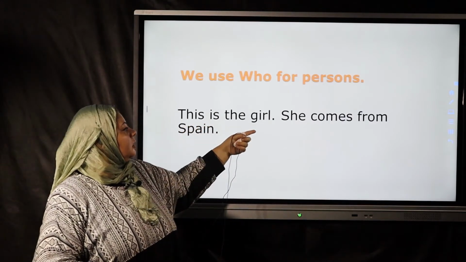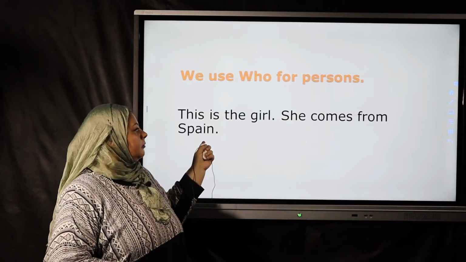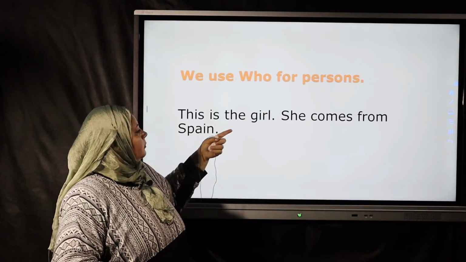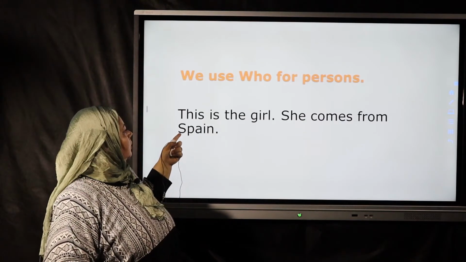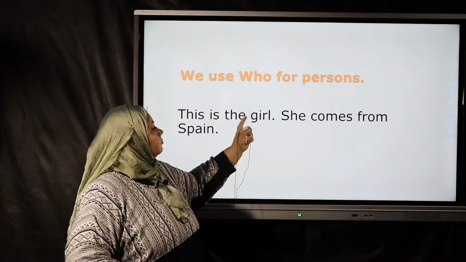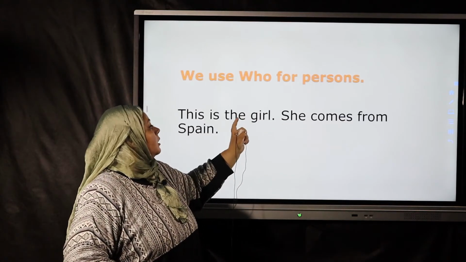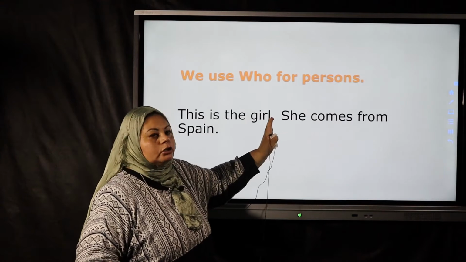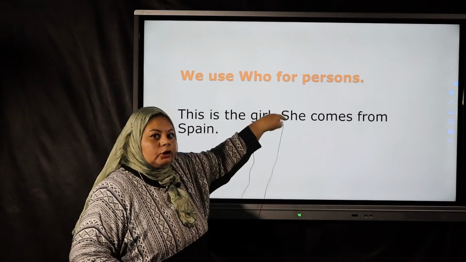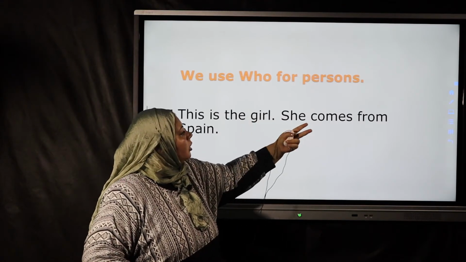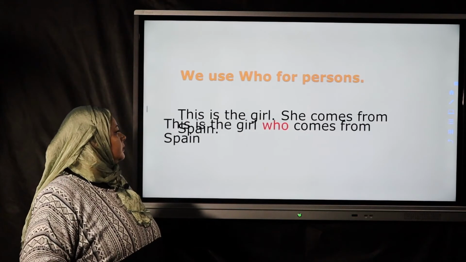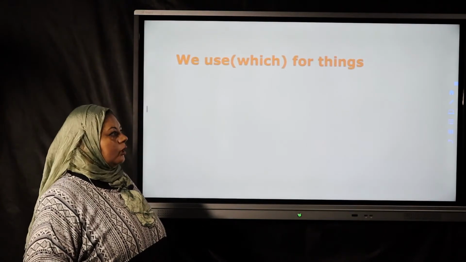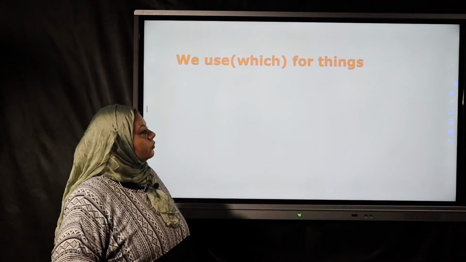Okay, this is the girl. She comes from Spain. This is the girl, and she, okay, is the subject of the second sentence. And the girl here, I'm talking about this girl. So I put who after the girl. This is the girl, and I'll omit she. Who comes from Spain? Here is the answer. This is the girl who comes from Spain. This is the relative pronoun who. Then we use which for things.